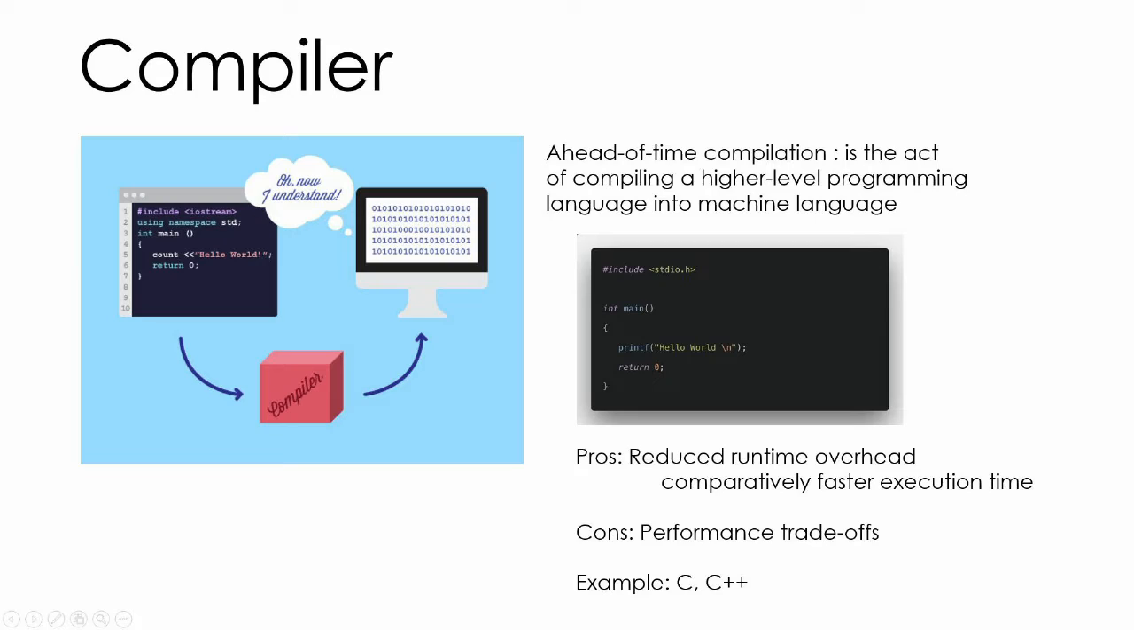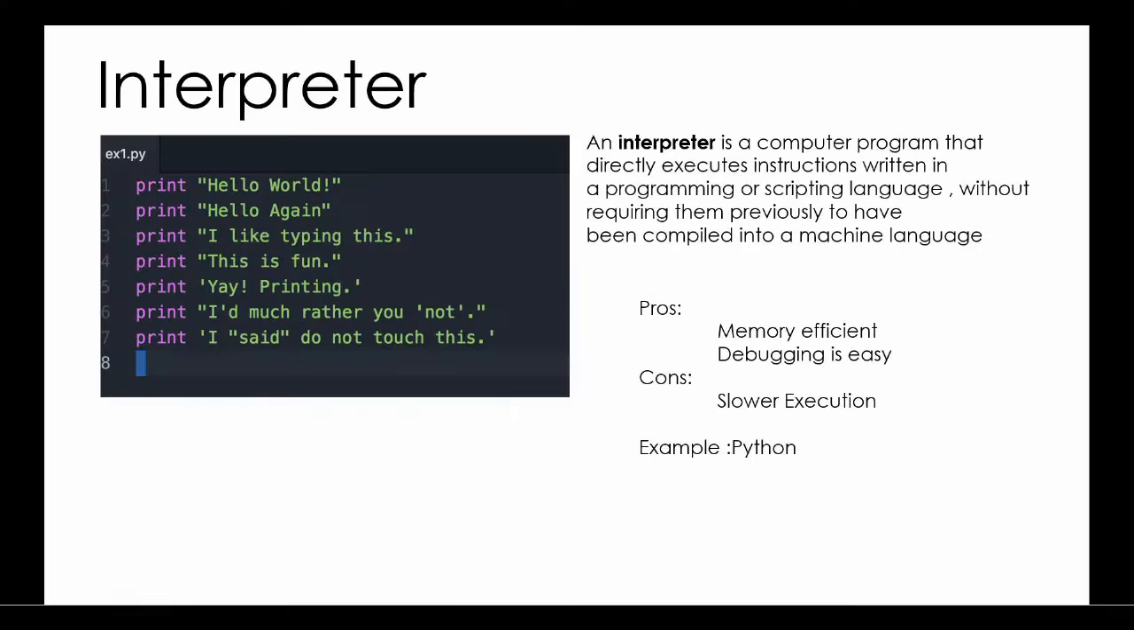Now let's look at interpreter. An interpreter is a computer program that directly executes the instructions. In other words, what it does is it translates the program one statement at a time. It takes less amount of time to analyze the source code, but the overall execution time is much slower.